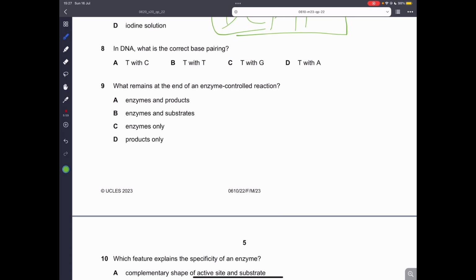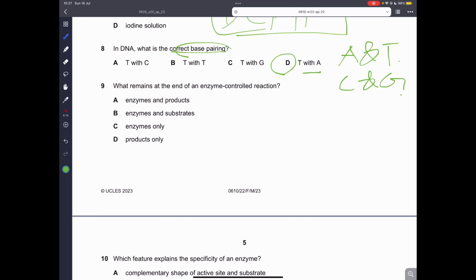Question number 8. In DNA, what is the correct base pairing? You have to know the base pairing. Remember, A and T will always pair up together, and C and G will pair up together. So in this case here, A and T pair up together, therefore D is the correct answer.